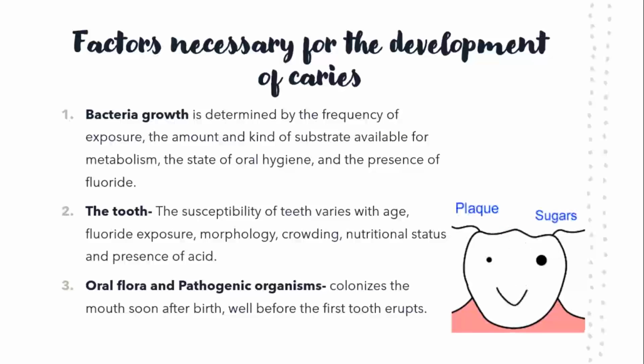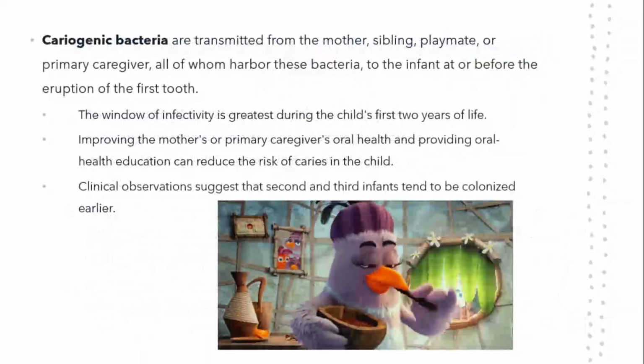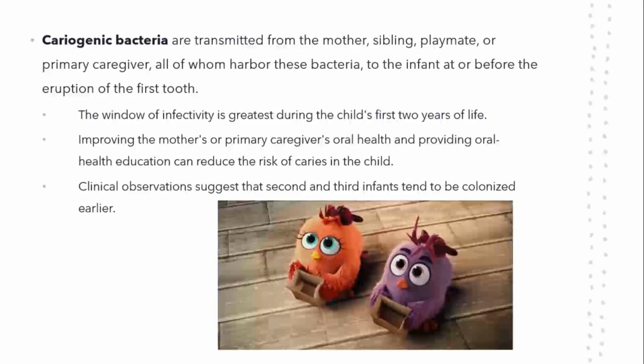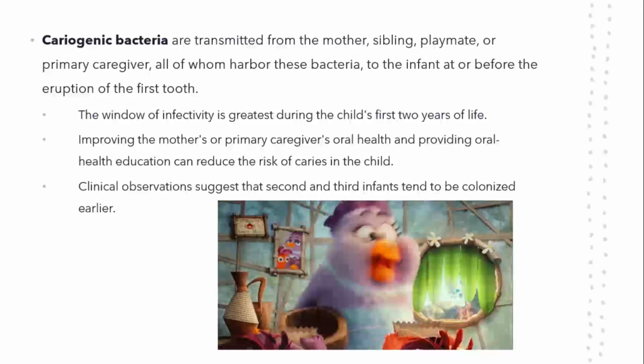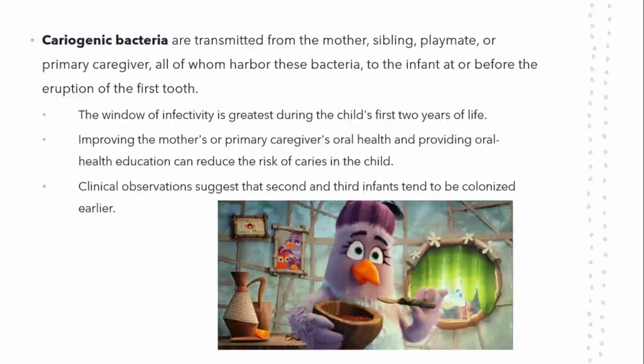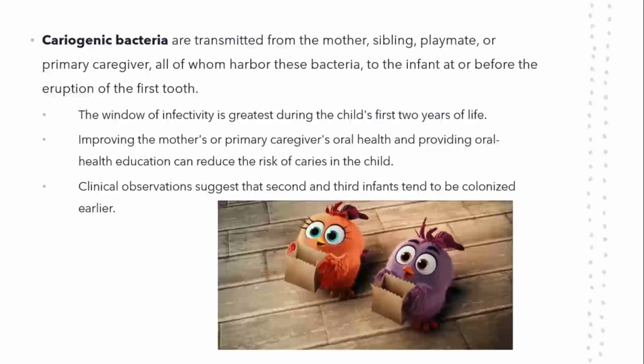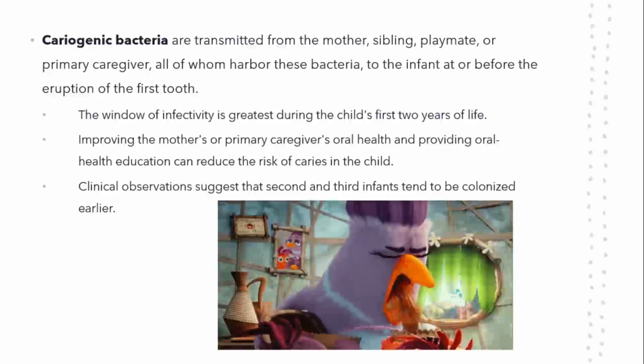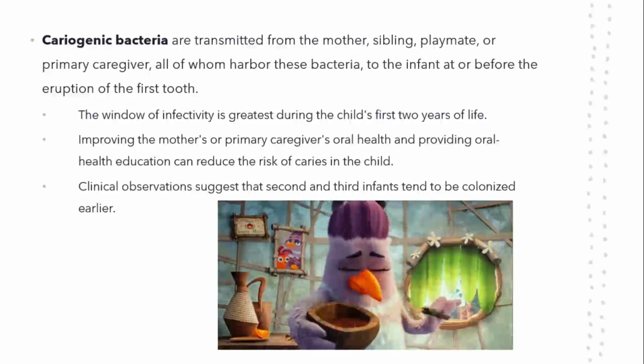Normal oral flora, both good and bad, colonizes the mouth soon after birth, well before the first tooth erupts. Studies have demonstrated that cariogenic bacteria adhere to the intraoral mucosa prior to any tooth eruption. Cariogenic bacteria are transmitted from the mother, sibling, playmate, or primary caregiver, all of whom harbor this bacteria, to the infant at or before the eruption of the first tooth.